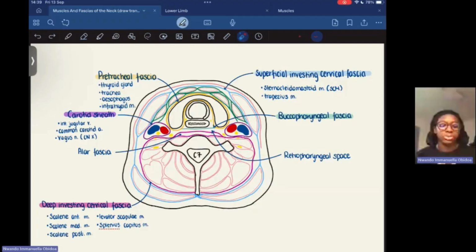Hi, I'm Wendo, and I will be teaching you the muscles and fascias of the neck using pictures and the transverse drawing.